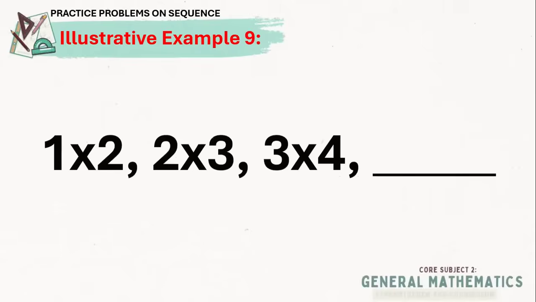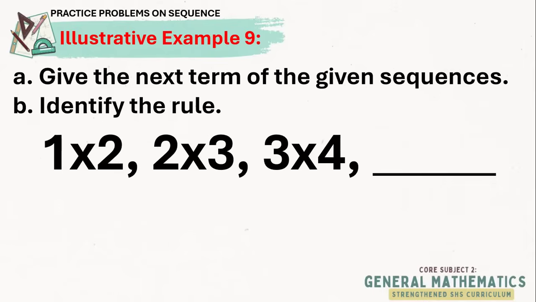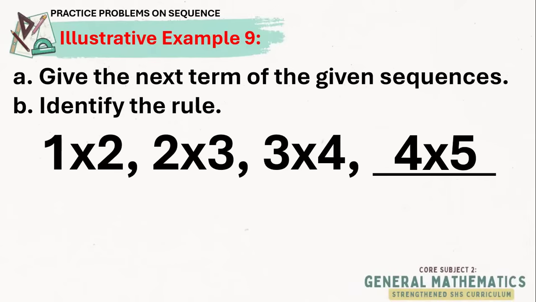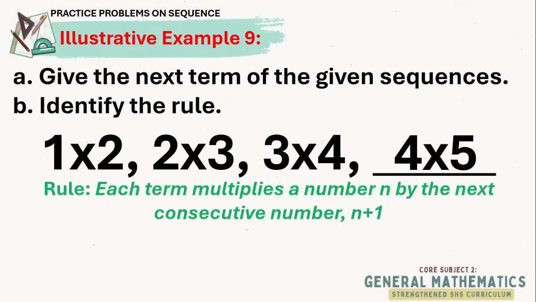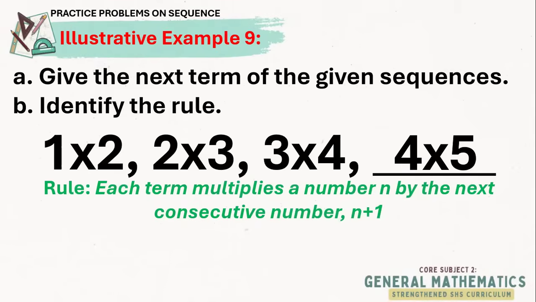Now let's proceed to example number 9. We have 1 times 2, 2 times 3, 3 times 4. Of course, the pattern here is very obvious. So in this given pattern, the next number should be, very good, 4 times 5. So in this pattern, each number is multiplied by the one after it. So the next should be 4 times 5. So we use the consecutive numbers n and n plus 1.